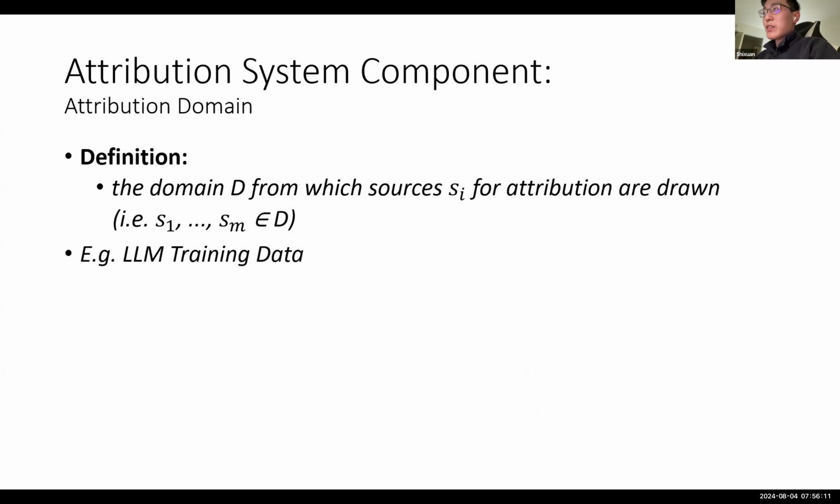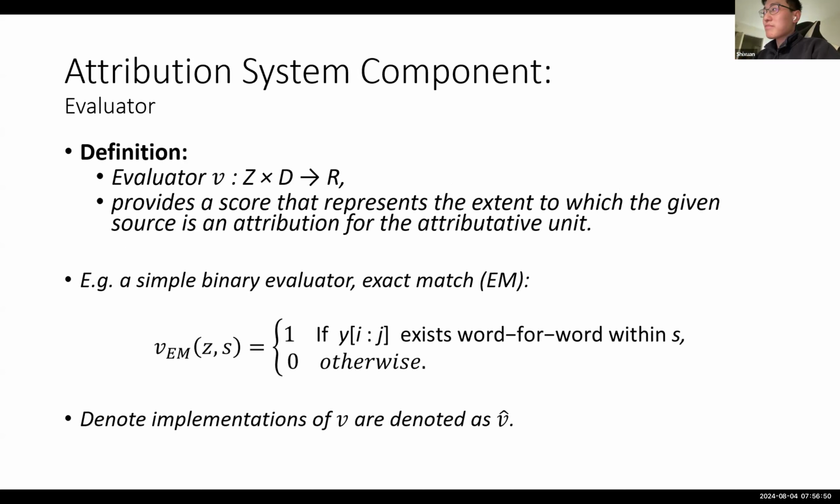Another definition is the definition of attribution domain. It is something similar to the source of attribution we discussed in the previous paper. An attribution domain contains multiple sources. These sources could be training instances or maybe just some documents, depending on what kind of domain you are in. One example is the large language model training data, and for this kind of attribution domain, we may focus more on training data attribution.